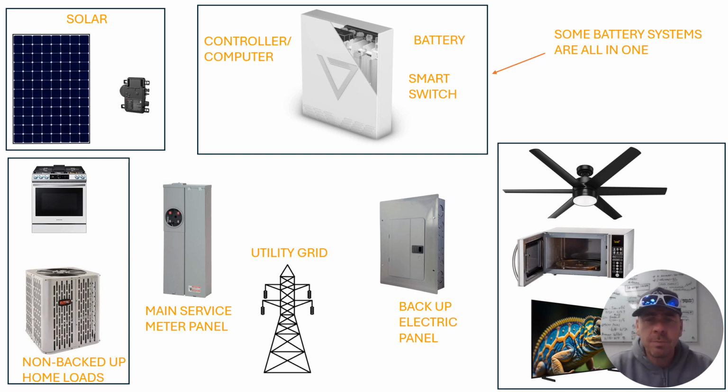I showed a few main components there too. The utility grid is here to represent in the diagrams. I'm going to show you how it functions with the utility, a normal system. The main service panel, which has the meter usually installed on it, and then a backup electric panel we typically would install for most systems. Not all systems get a backup electric panel. Like the SunVault has its own backup panel inside of its controller or smart switch.